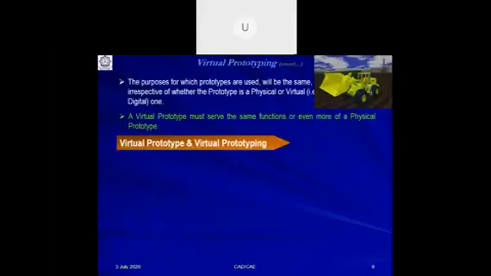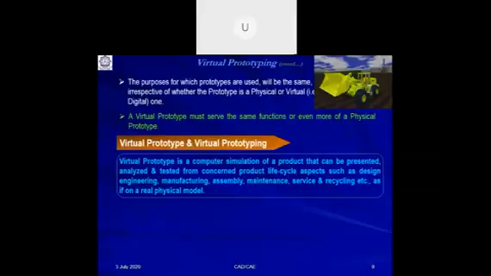Now, what do we mean by virtual prototype and virtual prototyping? A virtual prototype is a computer simulation of a product that can be presented, analyzed, and tested from the concerned product life cycle aspects, such as design, engineering, manufacturing, assembly, maintenance, service and recycling point of view, as if on the real physical model. That means whatever you like to do over the real physical model or physical prototype, the same thing you can do over the digital model or the computer generated model.